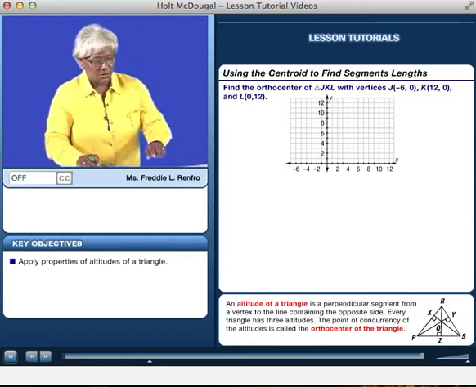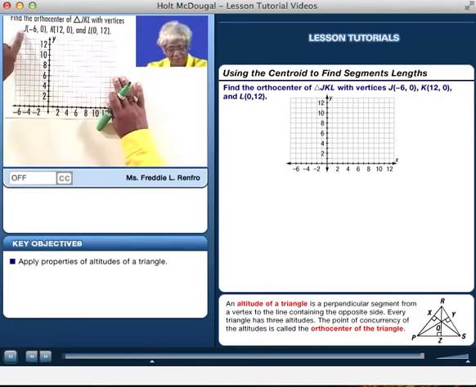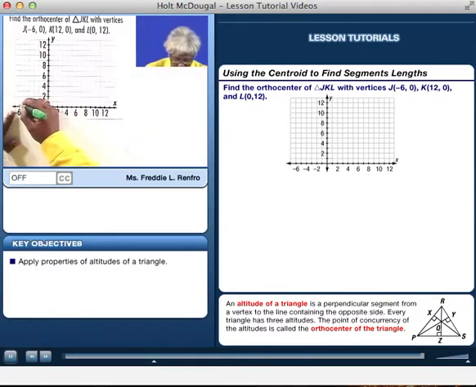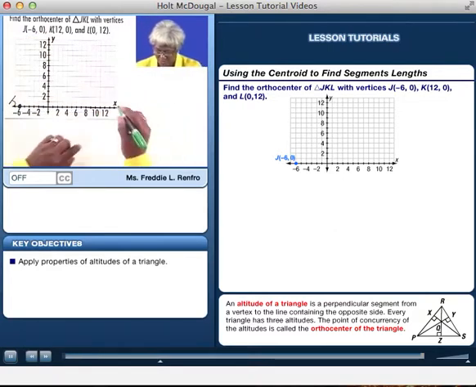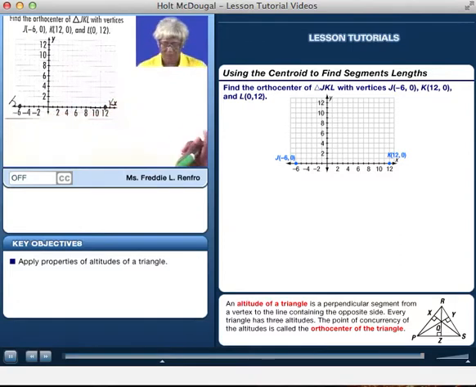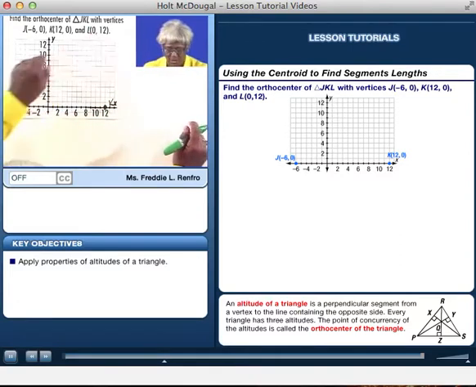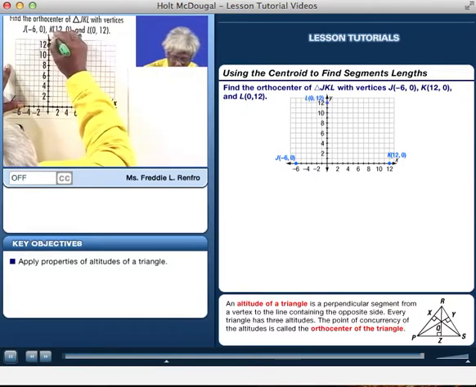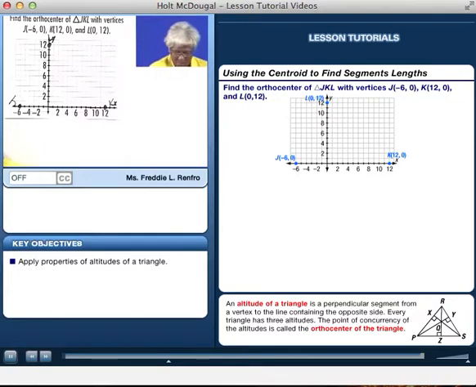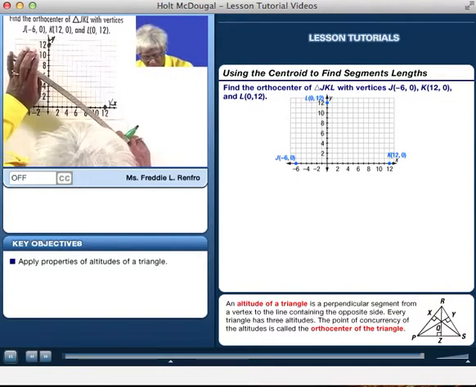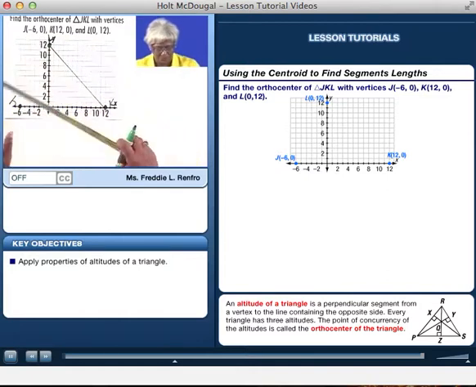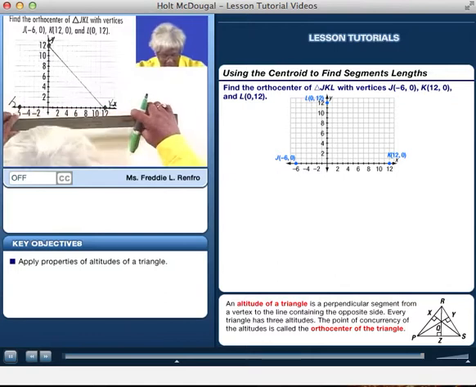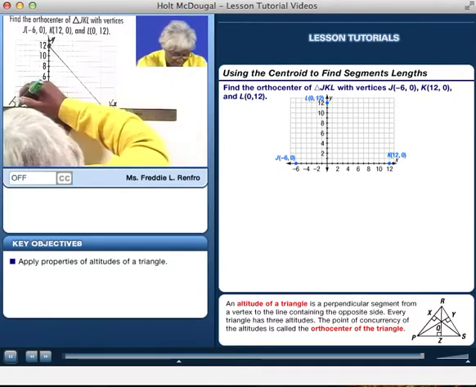All right, first thing I want to do is plot my points, graph my points. I have point J, which is at -6, 0. Call that J. Point K, which is 12, 0. And point L, which is 0, 12. I have three vertices. I'm going to connect those to form my triangle. Looks like one of the sides of the triangle is the x-axis. That's pretty good.